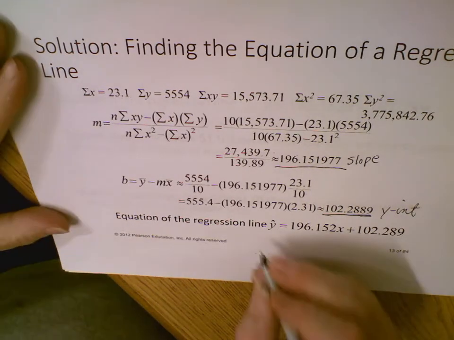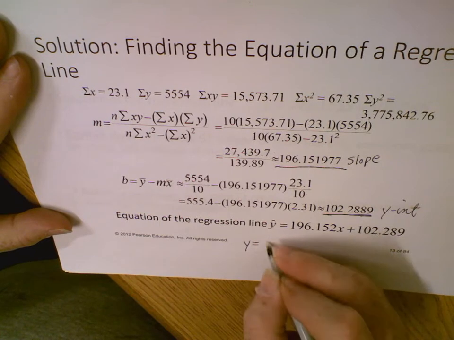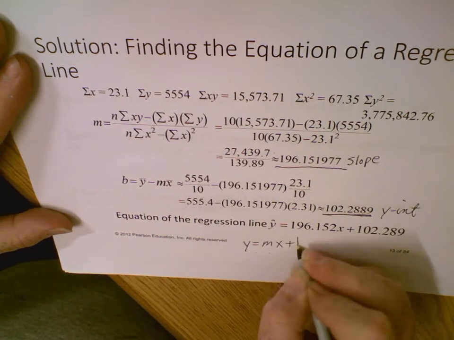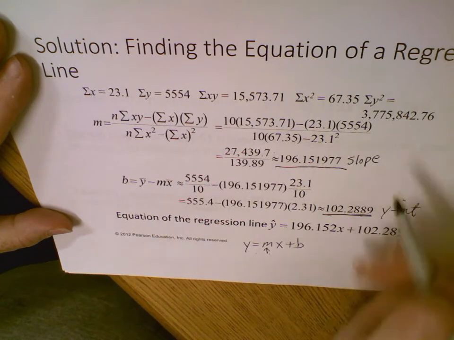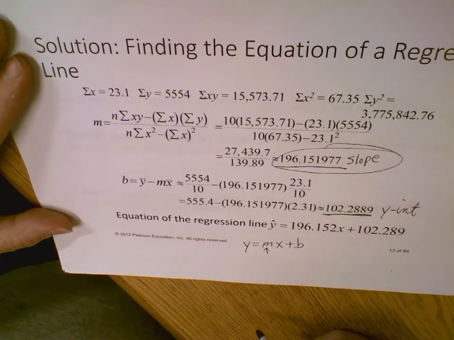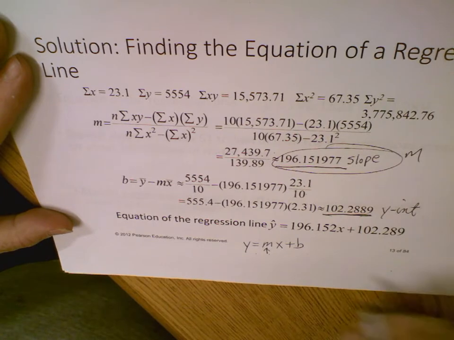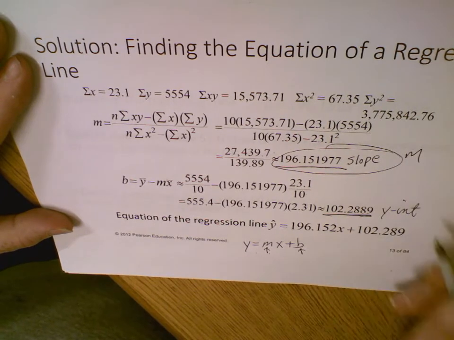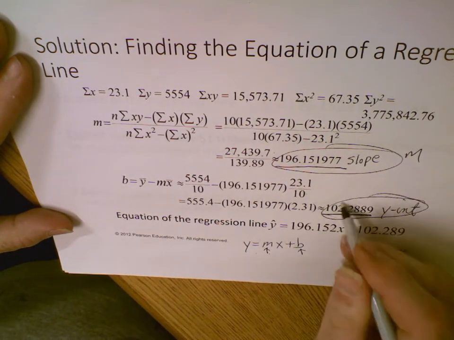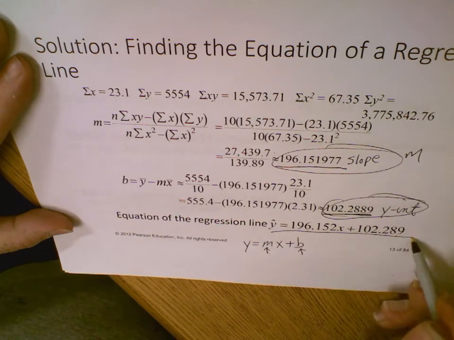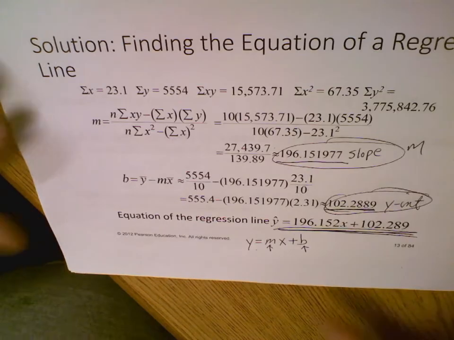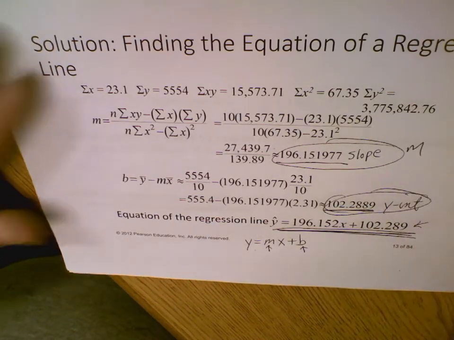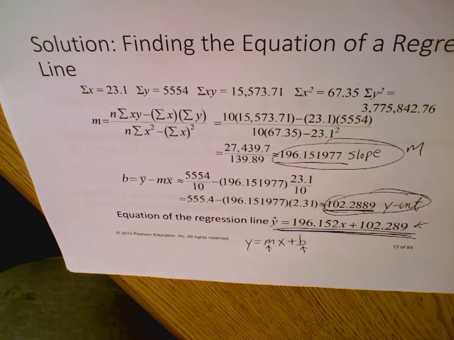So to write our equation, we got y equals mx plus b. We're just going to plug in the slope that we found in place of m. And we're going to plug in right here in the b, the y-intercept that we found. And this is the equation that we would get. So this is the equation for our regression line, for our line of best fit.